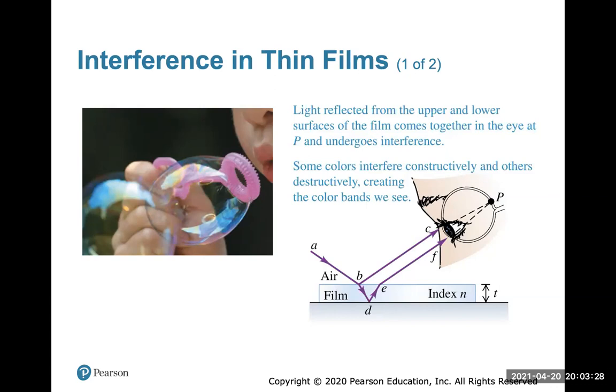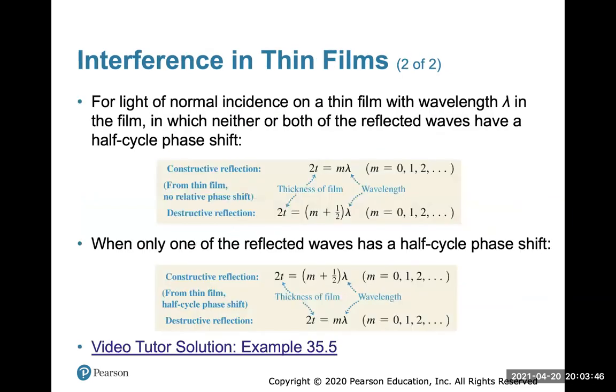So now we're back to a d sine theta equals m lambda. I care about the difference in the path length, which in this case we'll argue is just twice the thickness, down and back. If that is integer wavelengths, we're back to constructive. If it's half integer, we're back to destructive.